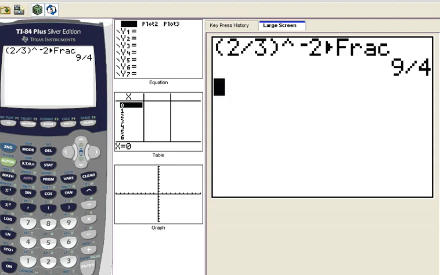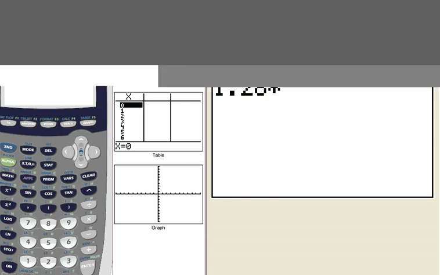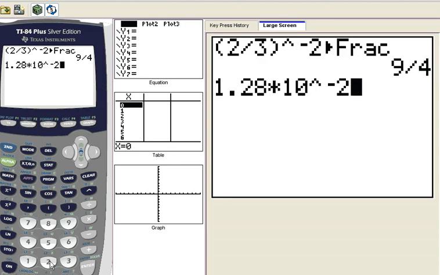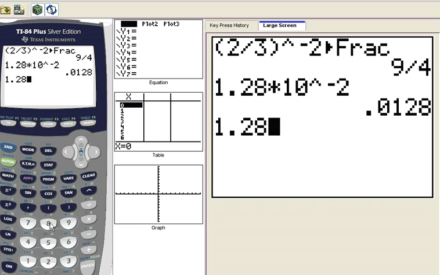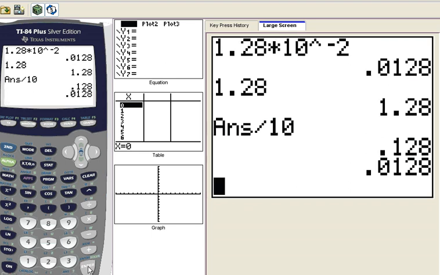So 1.28 times 10 to the negative second, enter, is 0.0128. And really, if you want to, now some of these numbers will be too small for your calculator, but if we enter that and divide by 10 twice, you can see that's the same result as multiplying by 10 to the negative second.